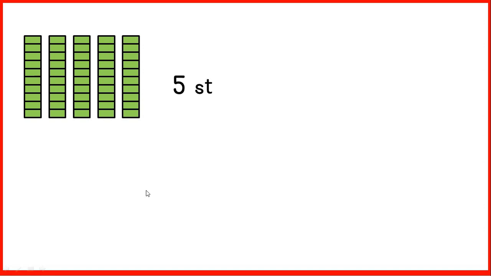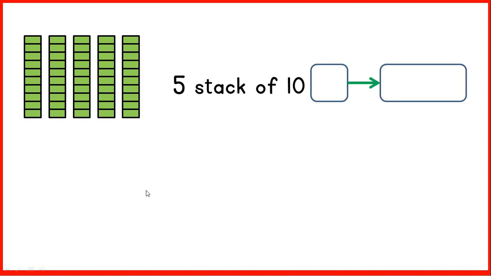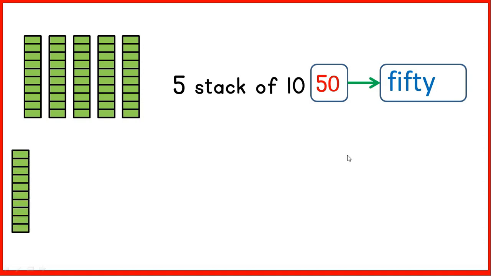Now write 5 stack of 10. Now how we write 5 tens in numbers? We write like this: 50. Okay, 50 means 5 tens. Okay, and what's the spelling of 50? F-I-F-T-Y. Repeat after me: F-I-F-T-Y. Right here 50.